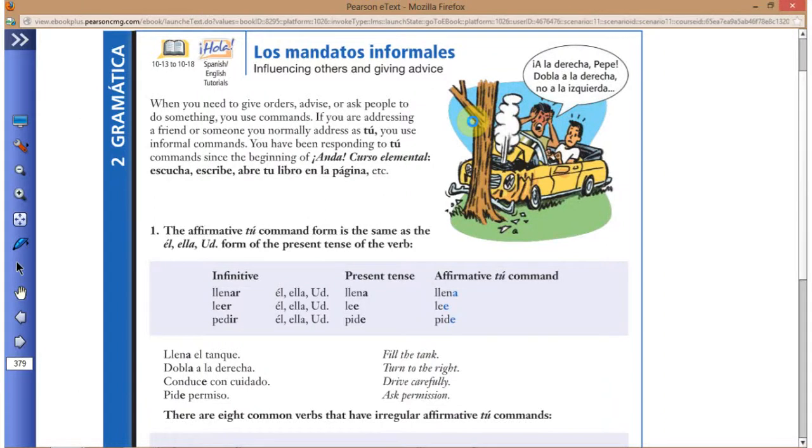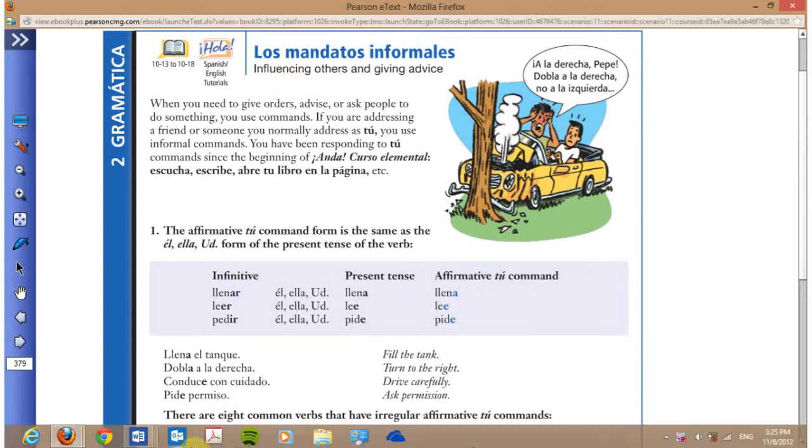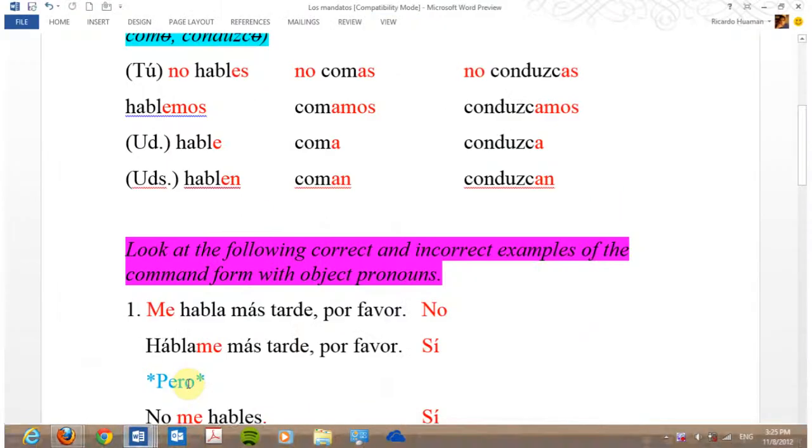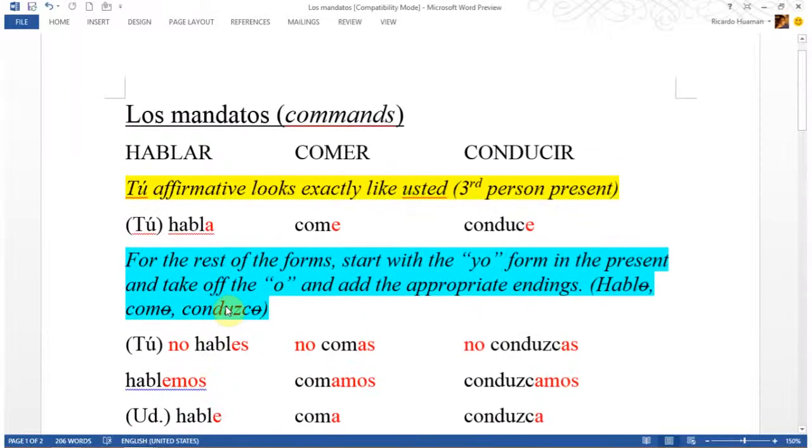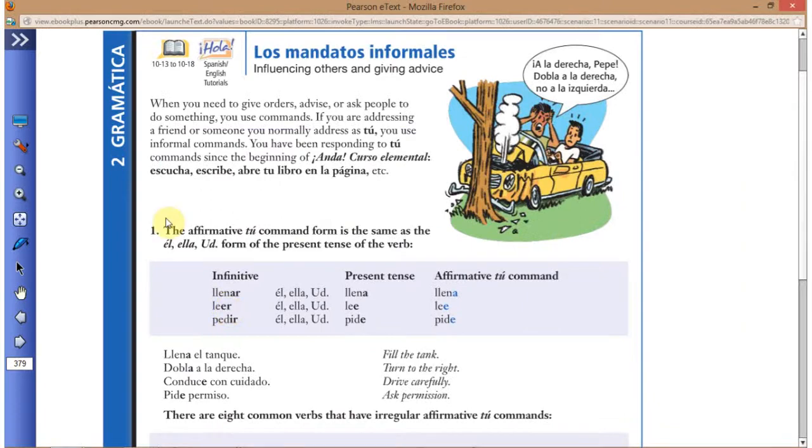Los mandatos informales. We're going to be looking at informal command forms, and actually, I'm going to be talking about formal ones as well. So we'll be looking at this in your book and also a file that I'll be sending you, which is this one.